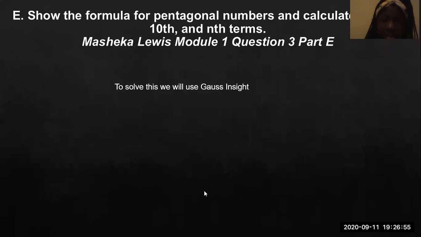Gauss's Insight, to simplify it, is computing the terms that we already know of, 1, 4, 7, adding them, and then finally reversing it, which will be whatever term it goes to. So if we're looking for a 9th, a 10th, or an nth, we'll use that.